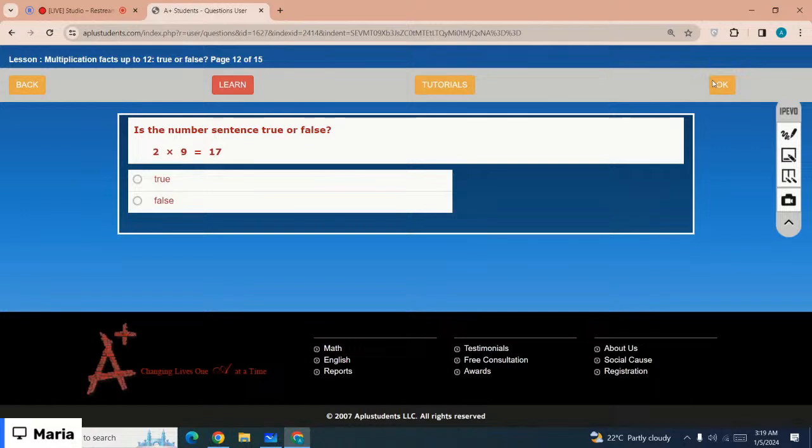Is the number sentence true or false? 2 times 9 equals 17. Is it true or false? 2 times 9 equals 18, right? Not 17. So this is also false. Okay, you can complete the lesson by yourself later today. Let me just move on to the next lesson.